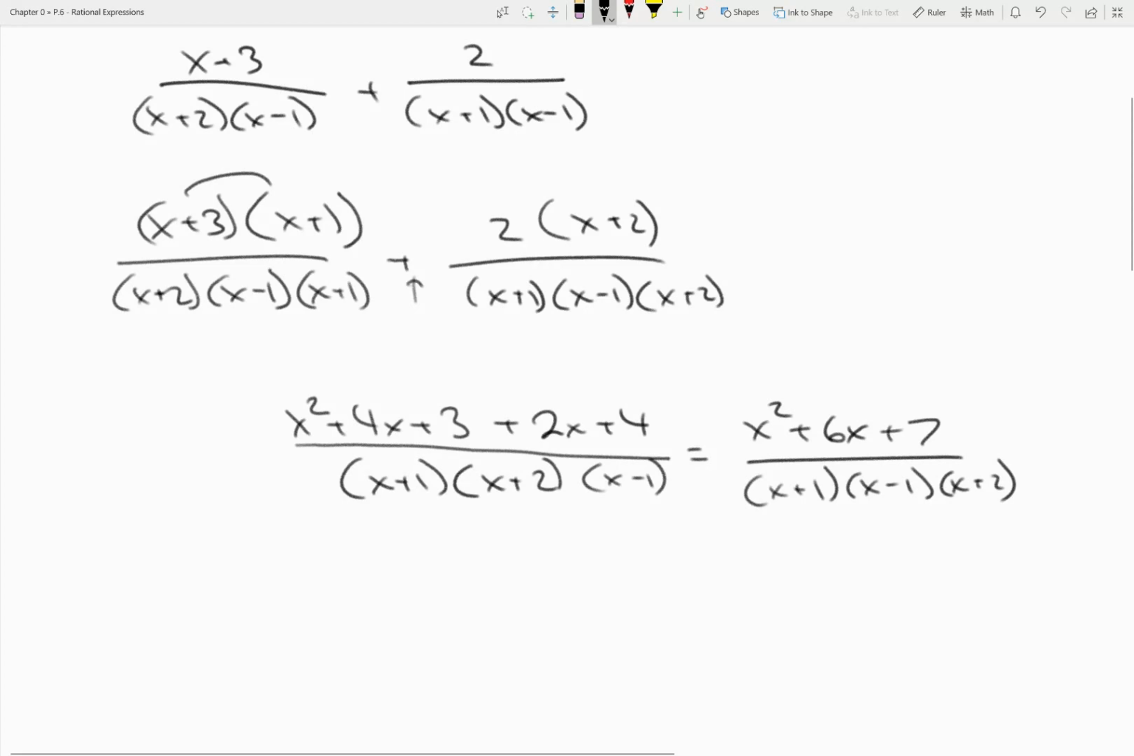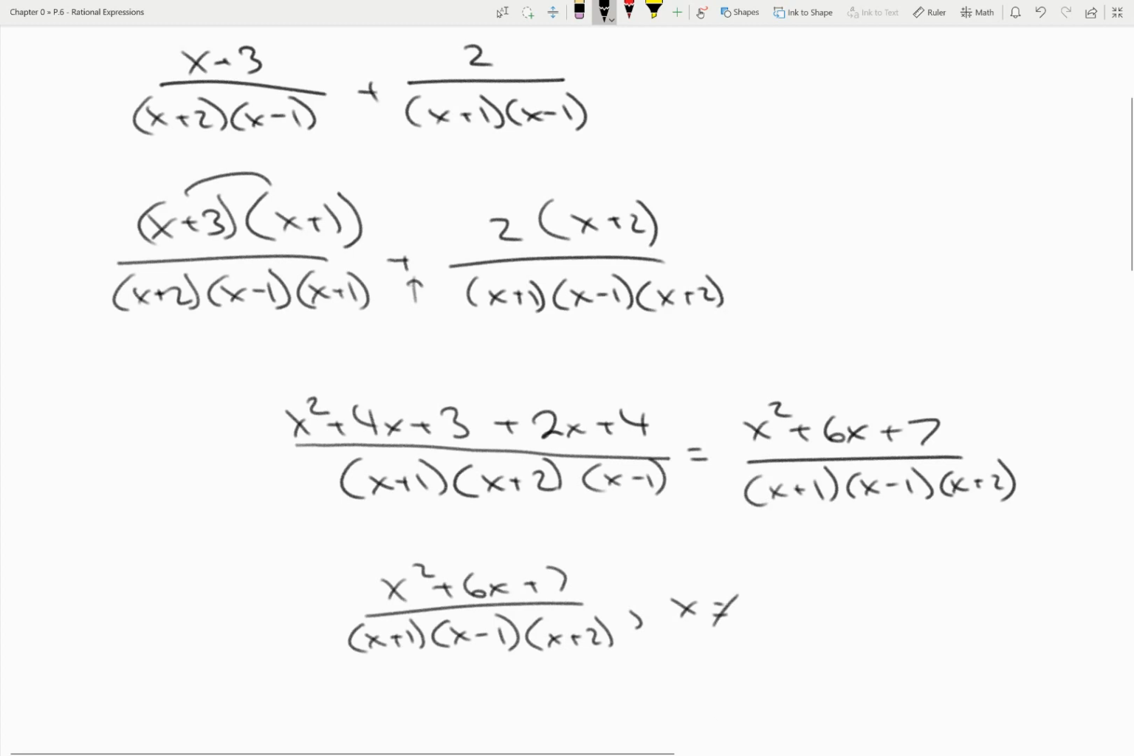And then we are going to try to factor this. The factors of 7 that add up to 6? There are no factors of 7 that add up to 6. So that is my answer: x squared plus 6x plus 7 over the 3 of these. I'm not going to multiply them together because I don't want to, and you'll see later that it tells us more information in factored form.